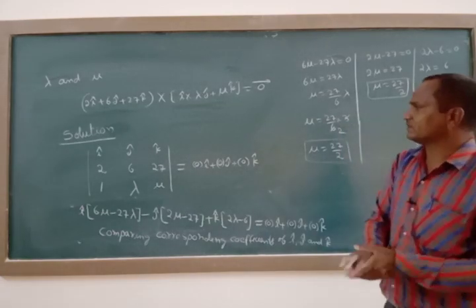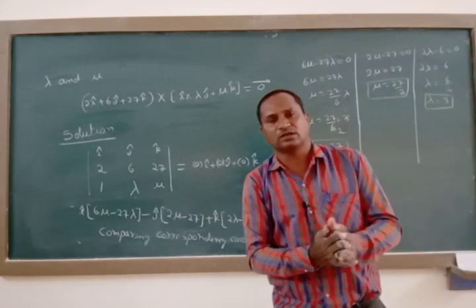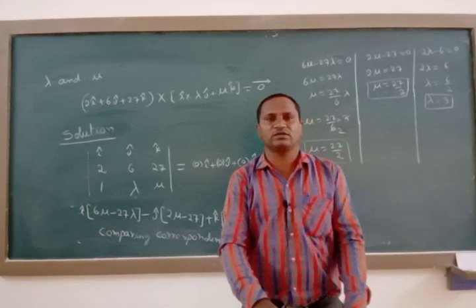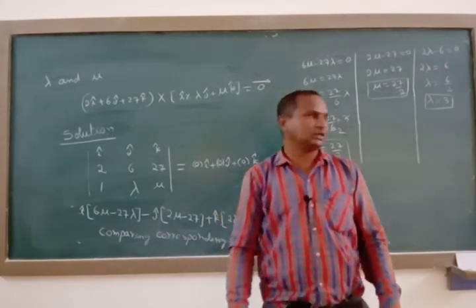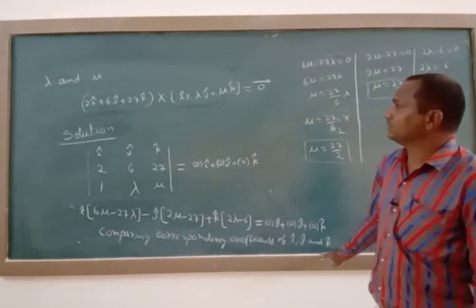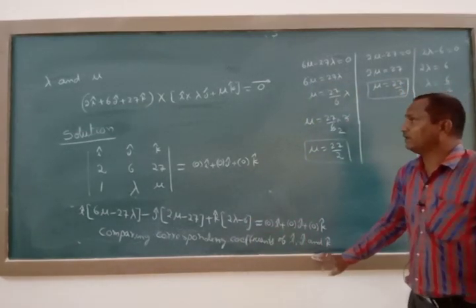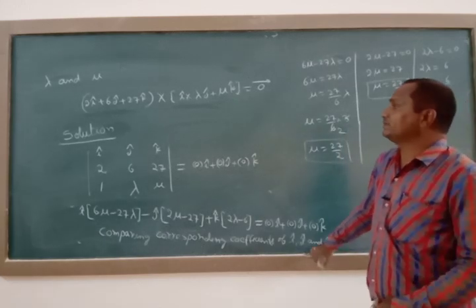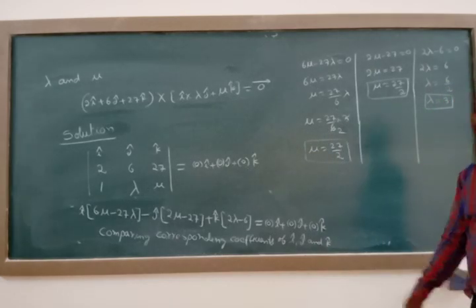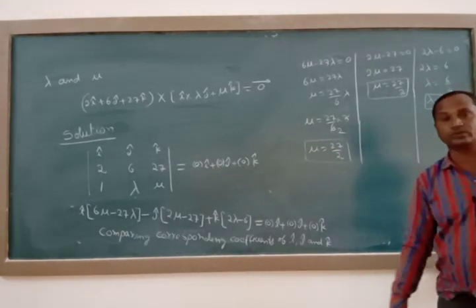So next class we'll solve some additional problems on cross or vector products, and afterwards I'll start scalar triple product also. And there is a very important question: whenever they ask for unknown values, at the same time with cross between those two vectors, this type of solution you have to apply to get the values of lambda and mu.